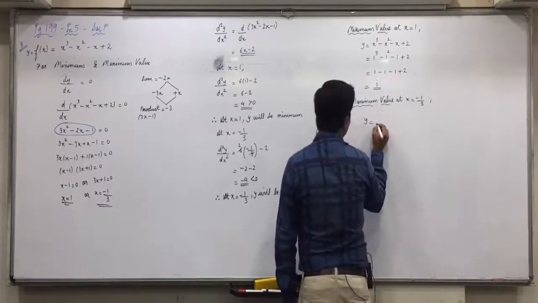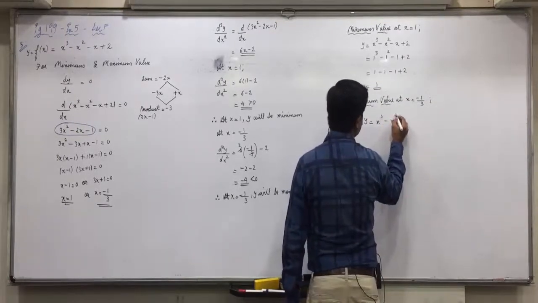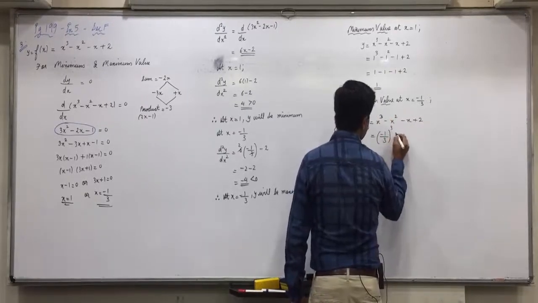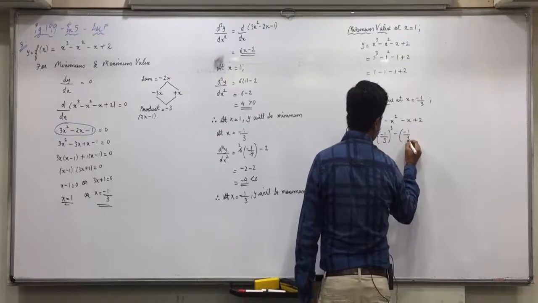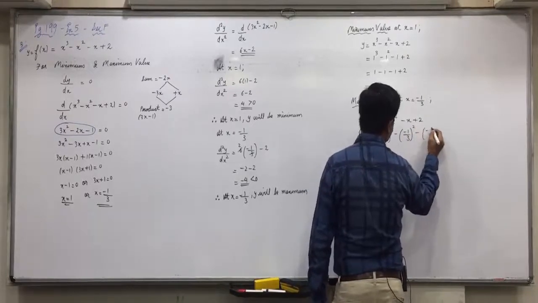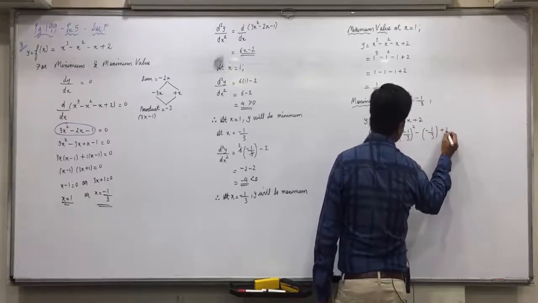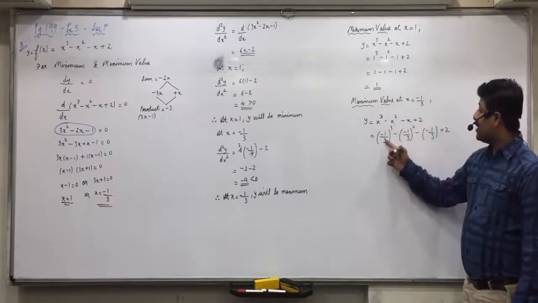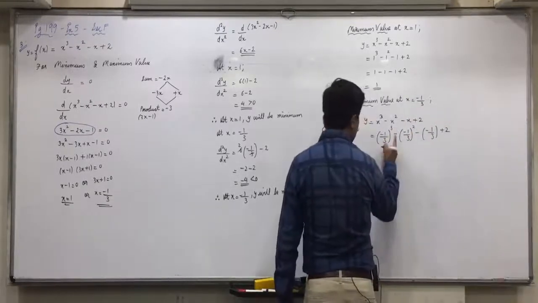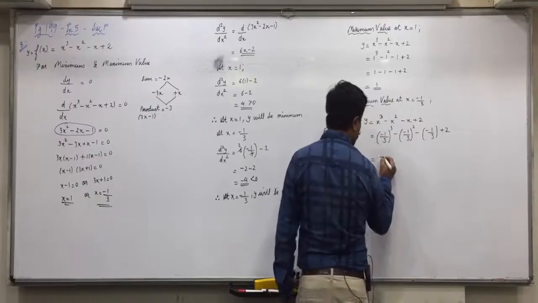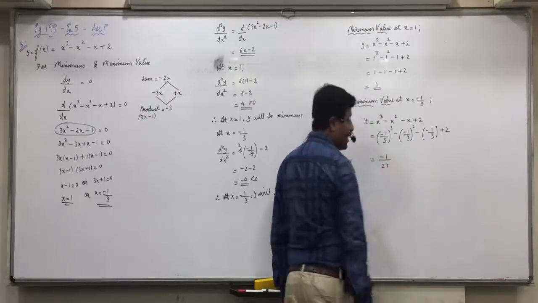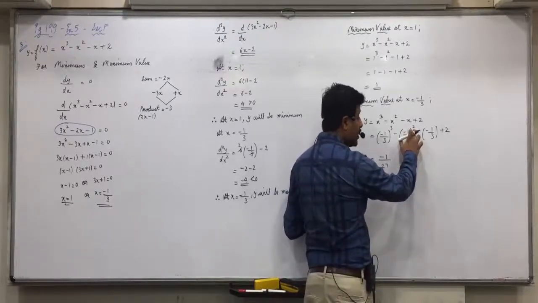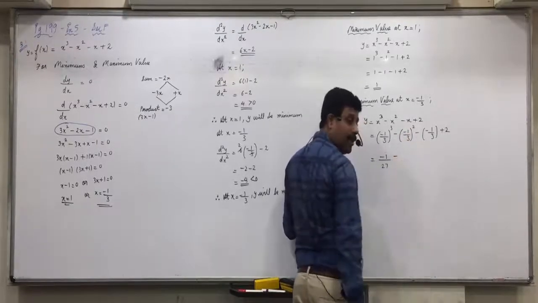So y will be equal to x cube minus x square minus x plus 2, minus 1 by 3 cube minus minus 1 by 3 square minus minus 1 by 3 plus 2. Wherever there is x, you'll put minus 1 by 3. Cube means it will be negative only. 3 cube is 27, so minus 1 by 27. Square means it will be positive, into minus will become minus only.